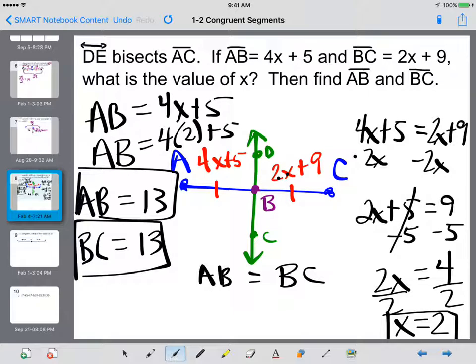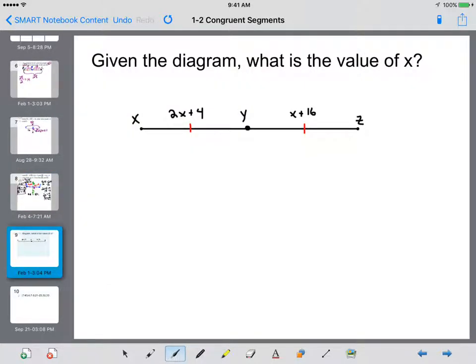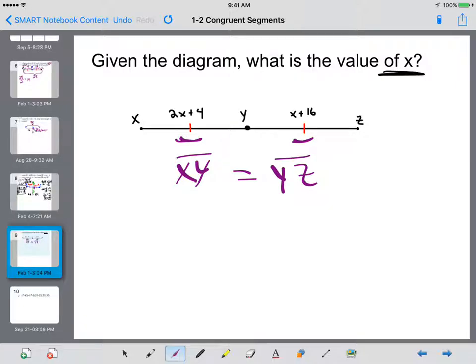segment length. The only other example I'm going to touch base on here quick is, given the diagram, it asks just to find the value of x. So if we're just looking to find the value of x, we're going to look at this diagram, and I see these tick marks indicating that we have congruent segments, meaning XY, this segment, is the same as YZ.